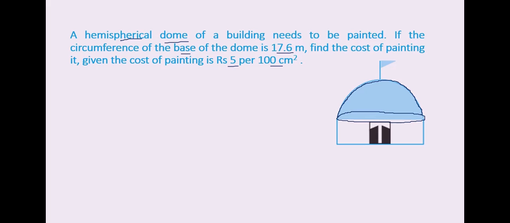So we are not given the radius. Now, we have to paint the hemisphere. We have to find the CSA of the hemisphere because the bottom we are not painting. CSA of hemisphere. What is the formula of CSA of hemisphere? 2 pi r square. But where is the r? The r is not given. We are given the circumference of the base. So circumference of a circle.